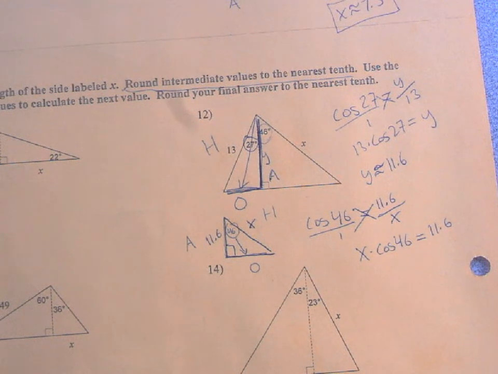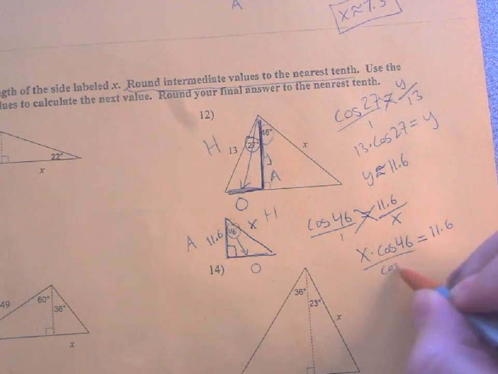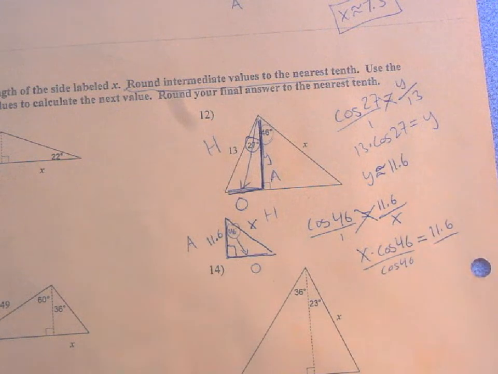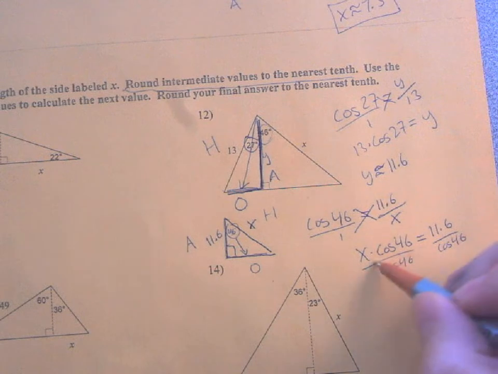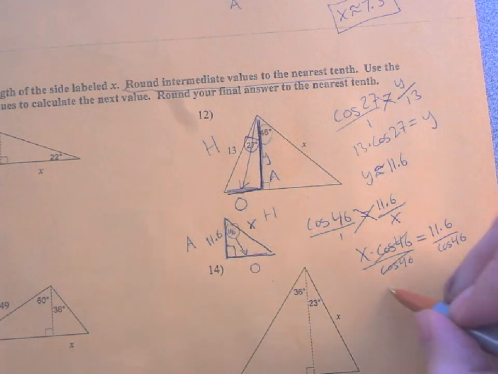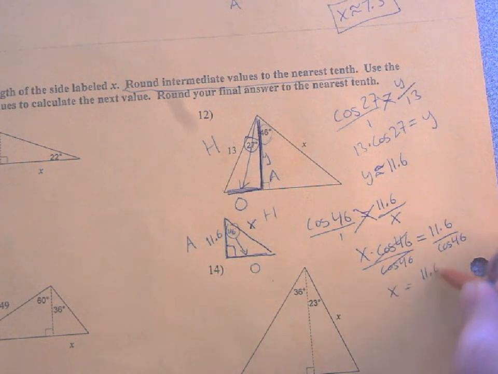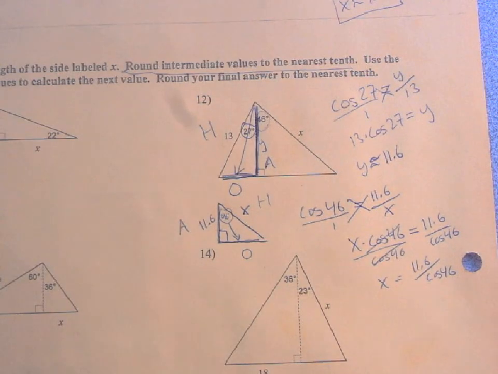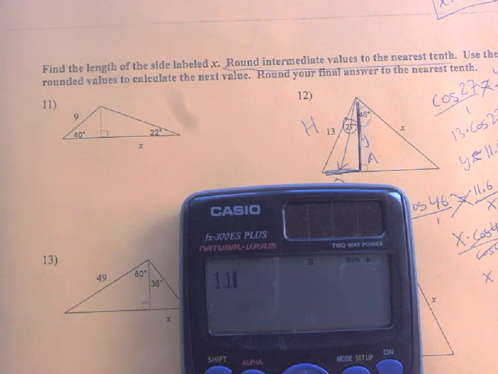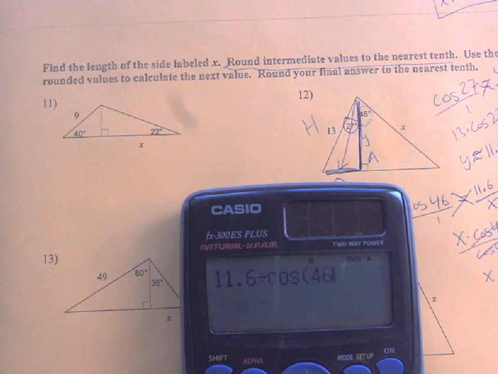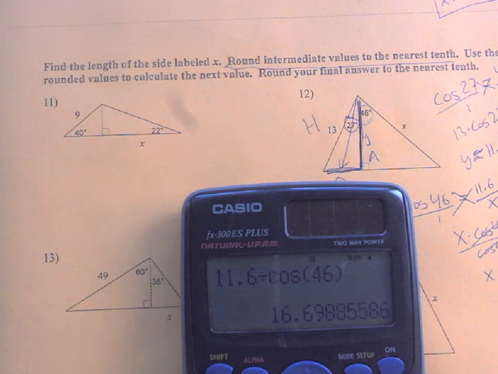Okay, now remember we're trying to get x by itself, so we need to divide by whatever is multiplying x. That number, cosine 46, we're not sure what it is yet. Doesn't really matter. We can divide it away from the x so that x is equal to 11.6 divided by whatever the cosine of 46 is. Okay, so to get our final decimal approximation, we come back in here and we do 11.6 divided by cosine of 46. And we get about 16.7.